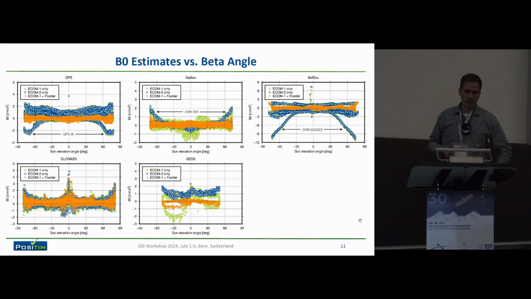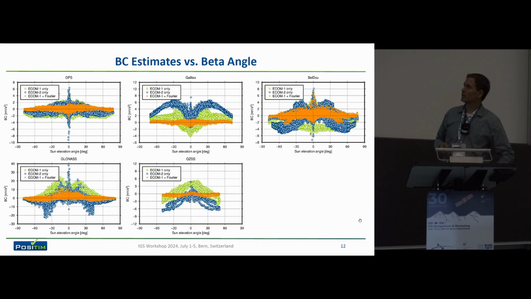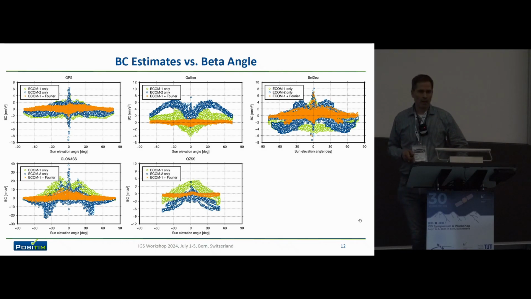Also, there's one Galileo IOV satellite that has a bit of a signature. And then we have also the BZ estimates. Again, for Galileo, there's a big signature without any model applied. And with the model applied, it's rather flat. So that's a good sign for the model.